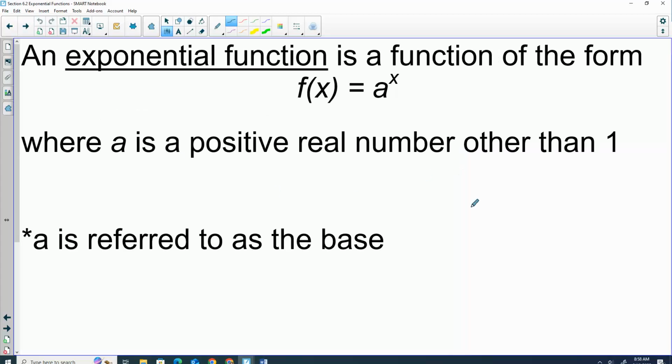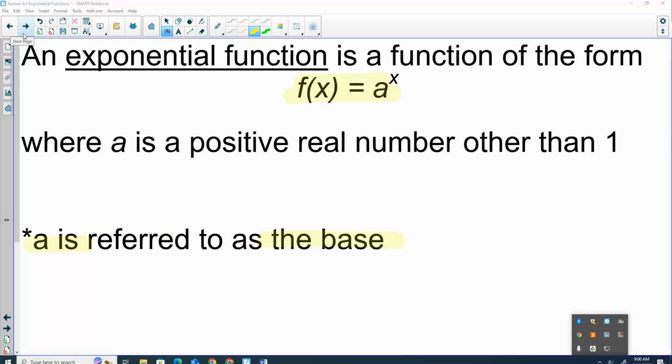So an exponential function is f of x equals a to the x power. A is just a number other than 1, and it's called the base. And then your variable is your exponent. So first, let's just make sure we understand what this looks like and we can evaluate some of these.